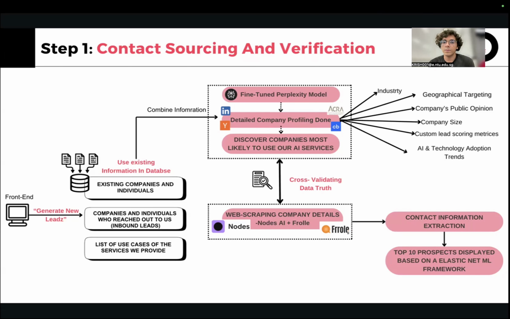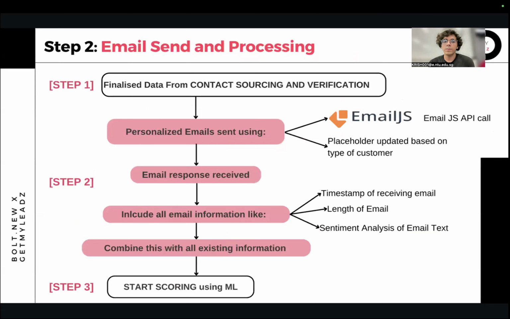We combine all this information and use our fine-tuned Perplexity model to discover the companies most likely to use our AI services. We then cross-validate this data by web scraping company details from sources such as nodes.ai. The email integration part is quite simple since we've implemented the EmailJS API. Once emails are received, we store the timestamp of when they are received, the length of the email, and also run a sentiment analysis on the email text in the backend instantly.